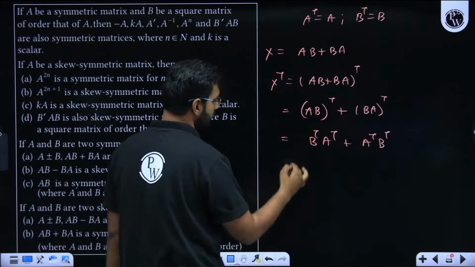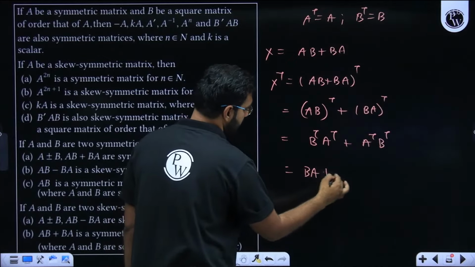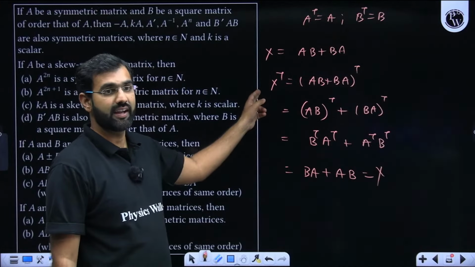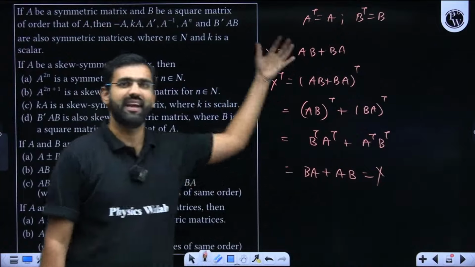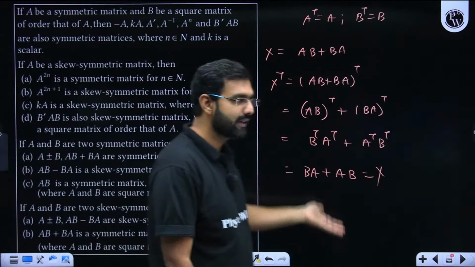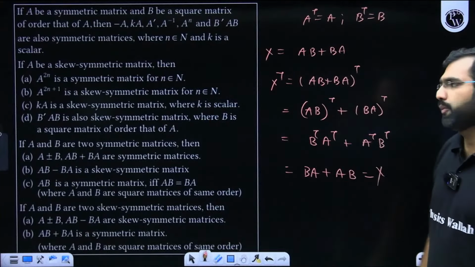But we know they are the symmetric matrices. So it will be BA plus AB, and BA plus AB was nothing but X. So if I was working on an X transpose and I could get X, which means X is a symmetric matrix. So these results you don't have to remember. You can work it out in this manner. I hope you'll do it by yourself.